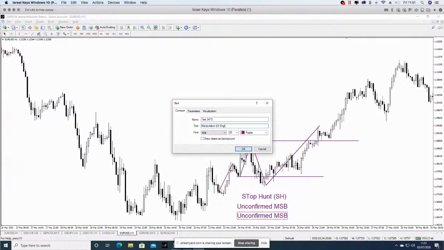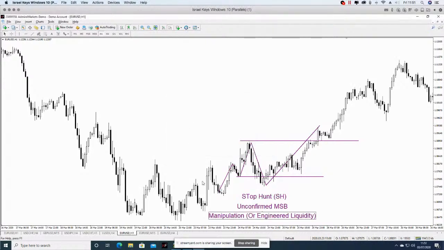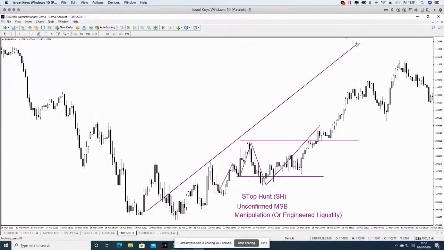Or engineered liquidity. In essence, they came back into that zone to pick up orders that they knew would be resting there, a liquidity run, and then they carry on in their original direction. So that there is an unconfirmed market structure break.